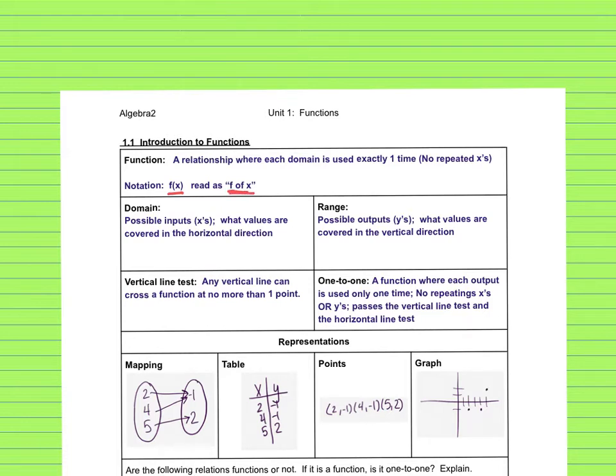And then we've got our domain. So again, guys, possible inputs are your x values. If I'm looking at a graph, we know that's the horizontal axis. Opposite of that is range. These are your possible outputs, which are your y values, okay? And these are the values that are covered in that vertical direction on the graph, so up and down, right?